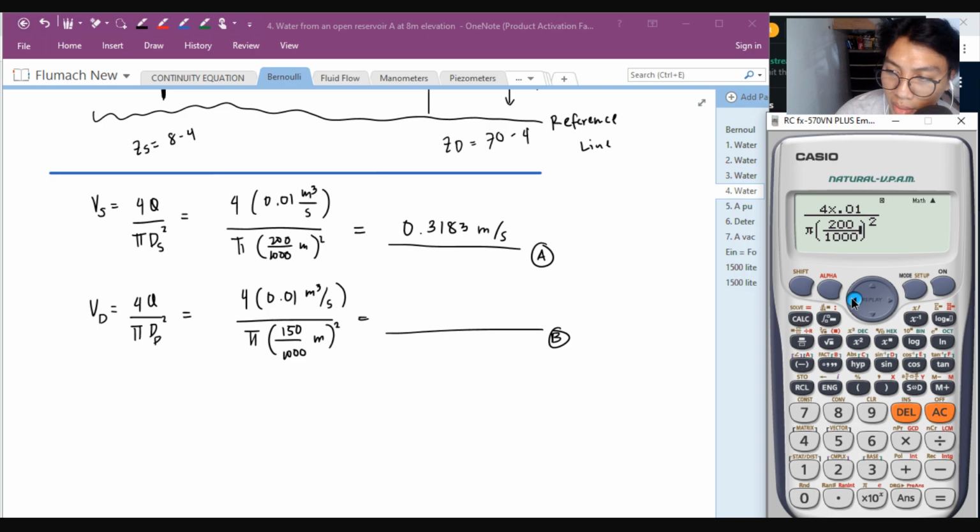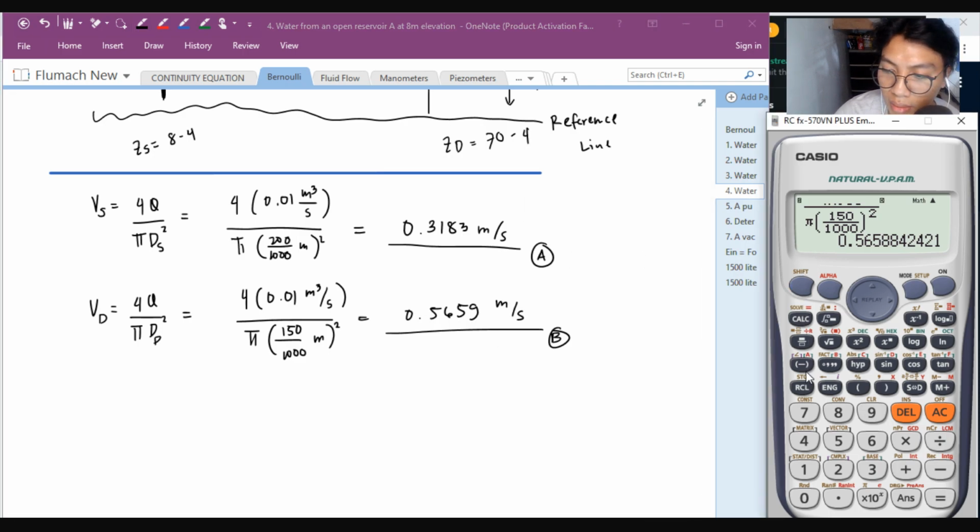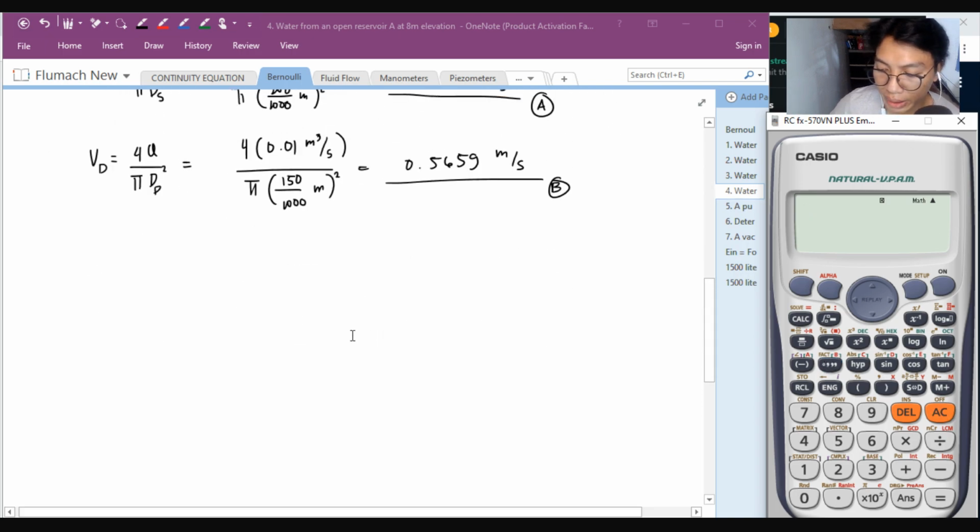Papalitan mo na lang to. 150. VD is 0.5659 meter per second. I-store natin yung value niya kay B. Yan. We can now solve for the total dynamic head.